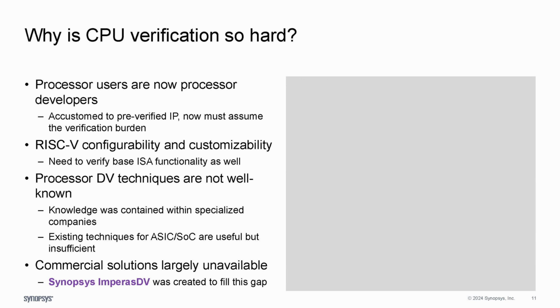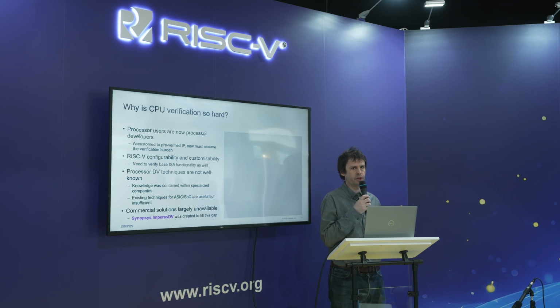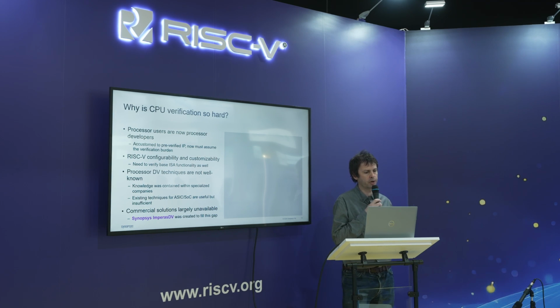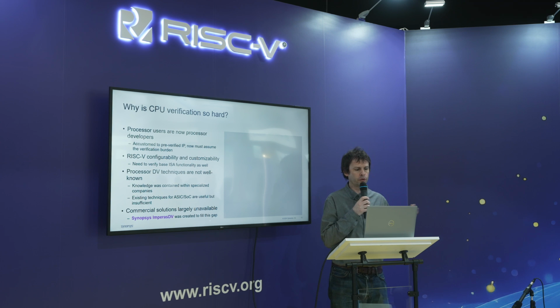So I touched on verification earlier and said it's the next frontier of things to worry about. But why is it so hard? What's different about CPU verification? Historically, you'd license your IP from someone and they've done the hard work, but all of that was their secret sauce, all of that was proprietary. And users who were used to pre-verified IP now have to do that verification themselves.